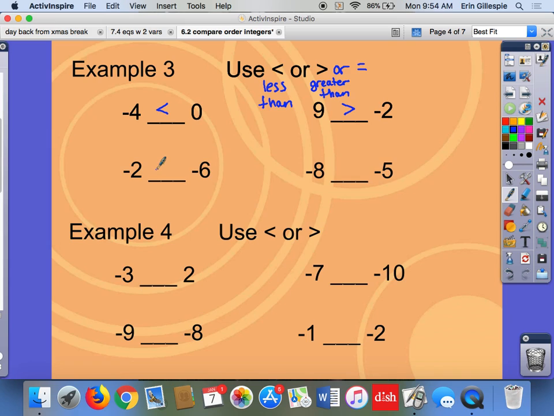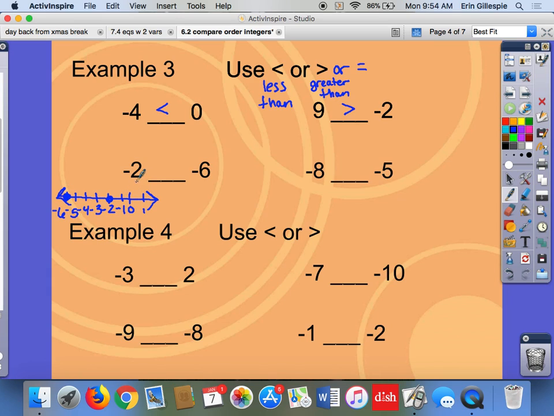When they're both negative, this is probably when it gets the most confusing when you're first learning negative numbers. So remember, on my number line, it appears like 0, and then my positive numbers are going this way to the right. Remember, it goes -1, -2, -3, -4, -5, -6. So -6 is here, -2 is here. So -2 is closer to 0, so it's bigger than -6.